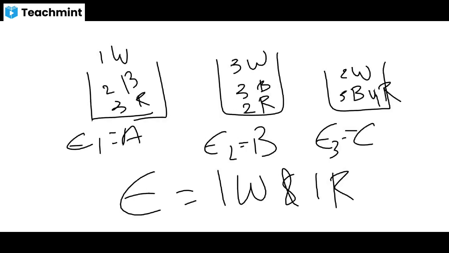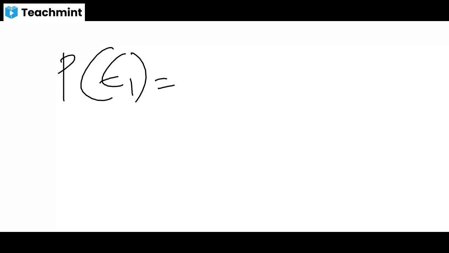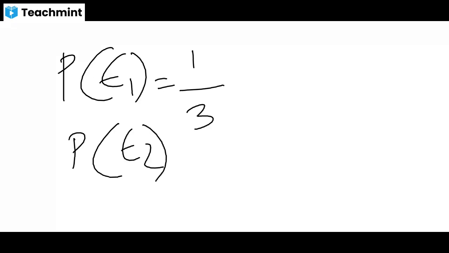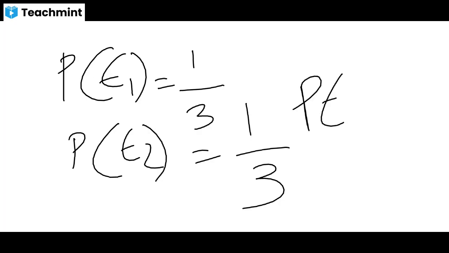So once you have done this, everyone, look at the next part. Probability of E1. What is probability of E1? E1 means bag A is selected. How many bags are there? There are 3 bags. Out of 3 I have to select one. What is probability of E2? Probability of E2 means bag B gets selected. How many bags are there? There are 3 bags, so I have to choose one. 1 by 3. And probability of E3 is 1 by 3.